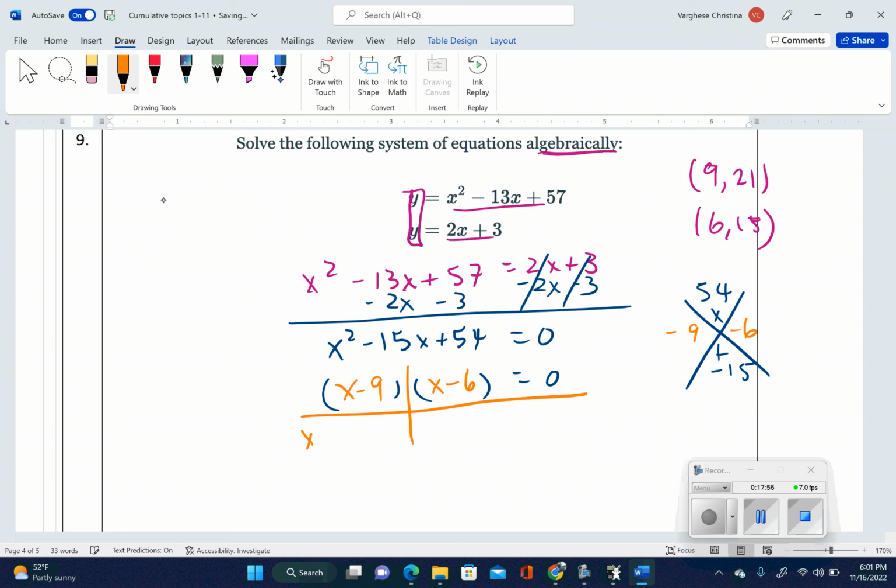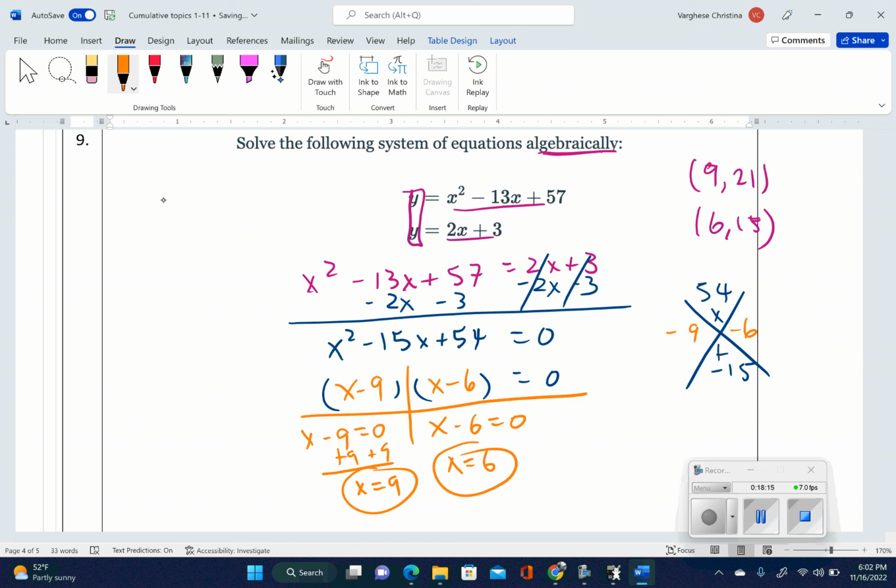So you have x minus 9 equals 0 and x minus 6 equals 0, setting each of them equal to 0. Here add 9 to both sides, and you get x equals 9, or just switch the sign. And this one right here, the opposite of negative 6 is positive 6. You do it the same way. And those are your x's.